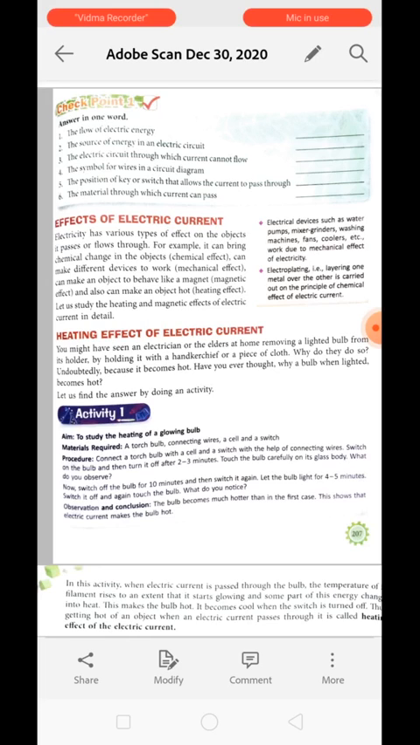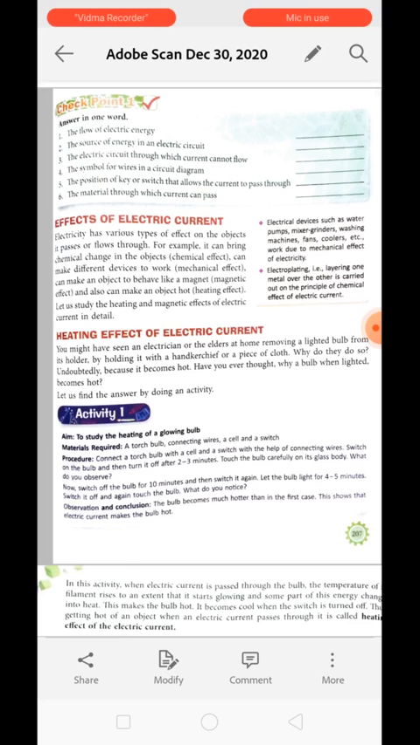When it brings out chemical change, it is called the chemical effect. When it makes a device work, it is called the mechanical effect. If it lets devices or equipment act as a magnet, it is known as the magnetic effect. And if it makes an object hot, it is called the heating effect. Understood? Now let us study the heating and magnetic effects of current in detail in this chapter. Understood, class? Electrical devices such as water pump, mixer, grinder, washing machine, fan, cooler, etc. work due to the mechanical effect, and electroplating, that is, layering of one metal over another, is done on the basis of the chemical effect of electric current.